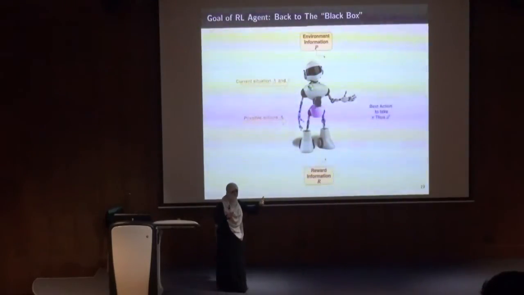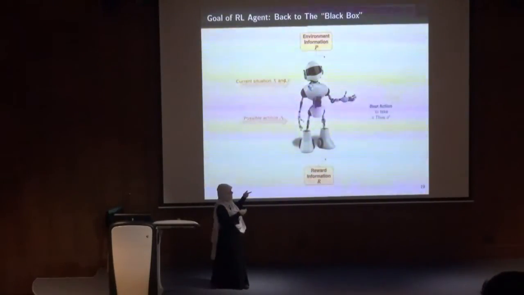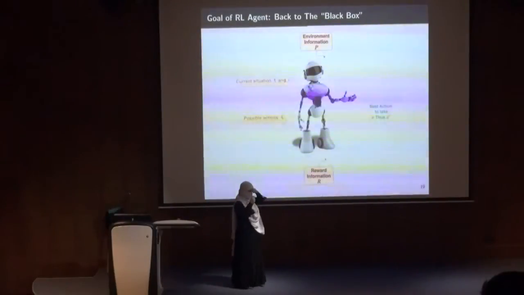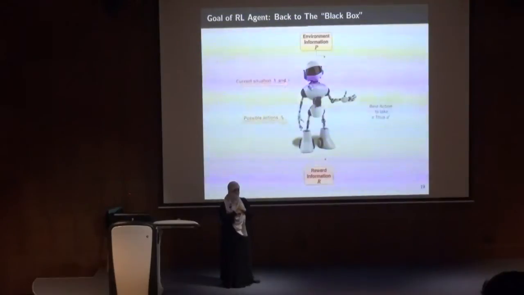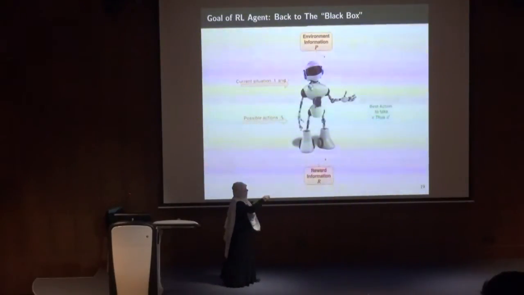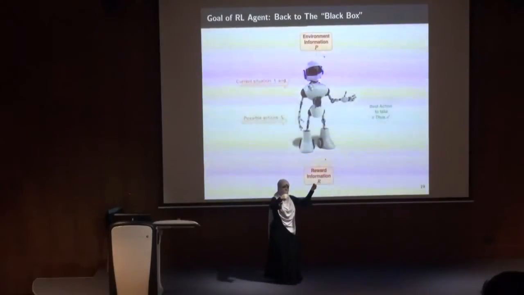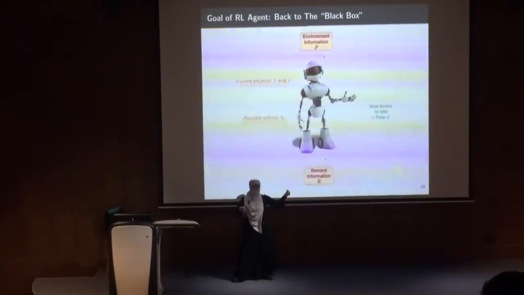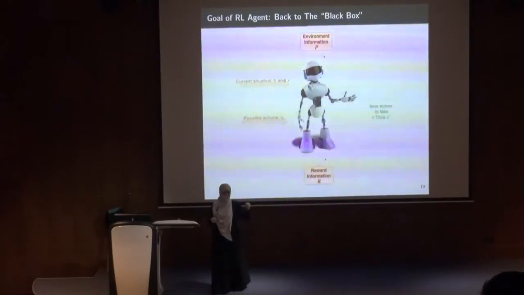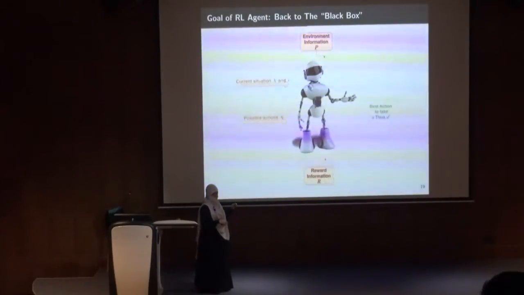No, not X. The policy, pi. And this is now the learning process. If I know what pi is, then I will know what action to execute at each state. So from pi, I can deduce the best action at each state. Clear?